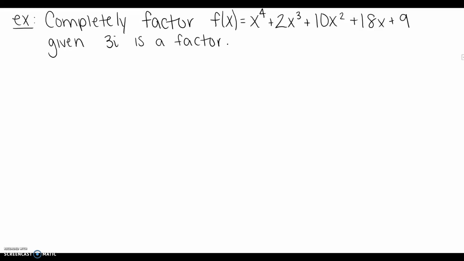The last thing we have to talk about is completely factoring. If we have a function f of x equals x to the fourth plus 2x cubed plus 10x squared plus 18x plus 9, given that 3i is a factor. So for these problems, the first thing you do is take note. You got 3i as a factor, which means negative 3i is also a factor.